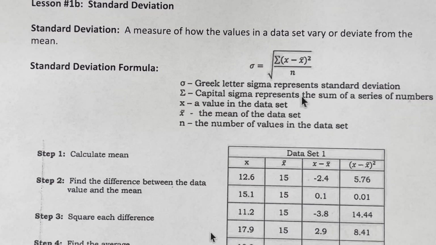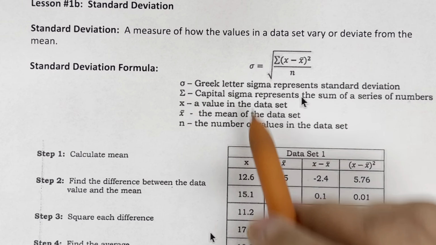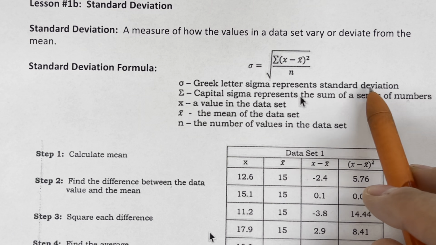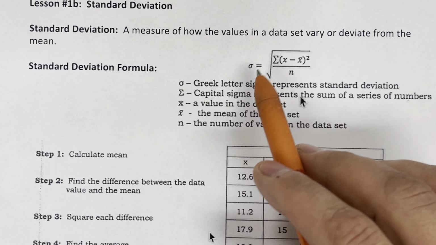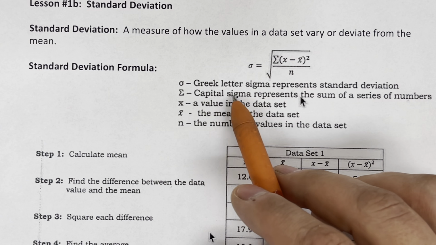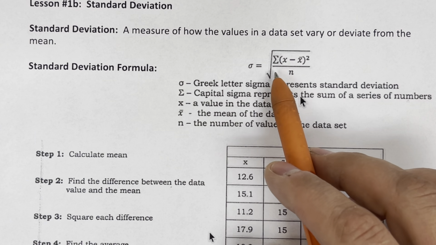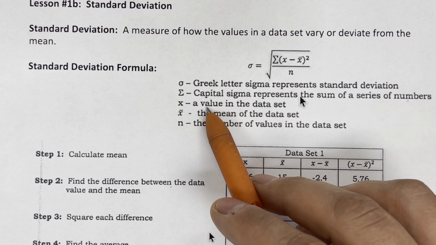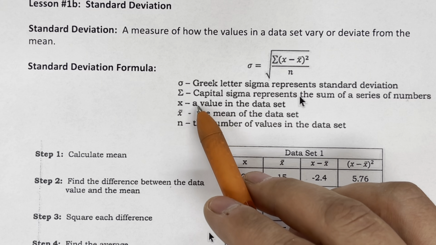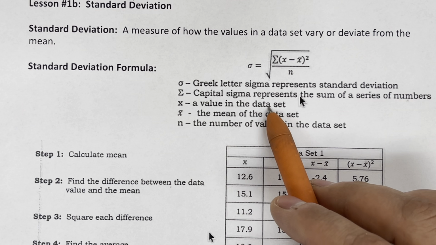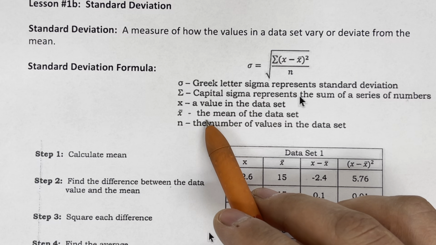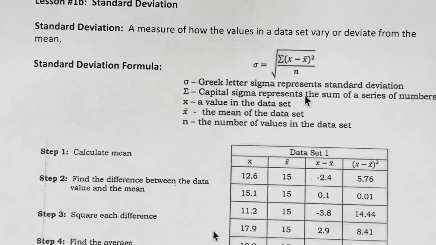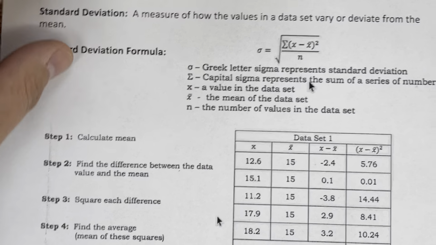So the standard deviation formula, we have the Greek letter sigma, which looks like an O with a little tail on it, and that represents the standard deviation. So we're going to calculate the standard deviation. It is equal to the square root of the capital letter sigma, which represents the sum of a series of numbers, and then we're going to multiply that by x minus x bar. X stands for a value in the data set. X bar is the mean of the data set. And n is the number of values in the data set. So the first step that we will have to follow is we'll have to calculate the mean.